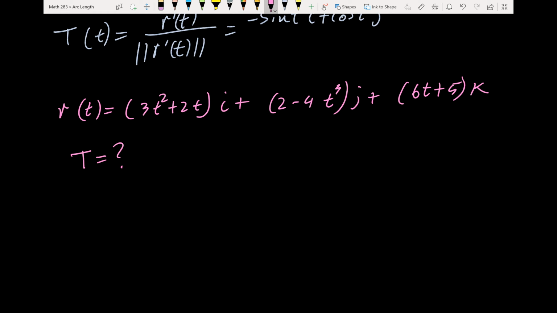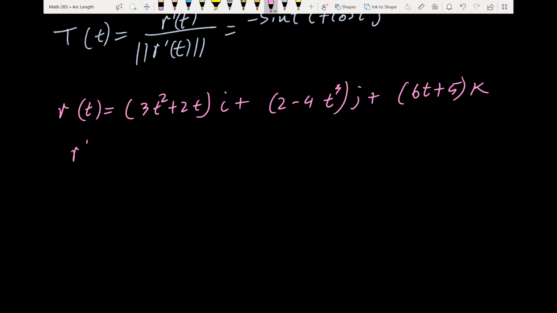Yeah. Is that 2 minus 4t cube? Yeah. Let me make sure. Yes, that is correct. Should I do it? All right, I'll do it. Okay, all right.